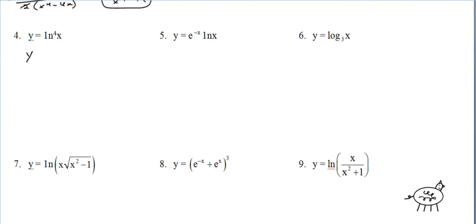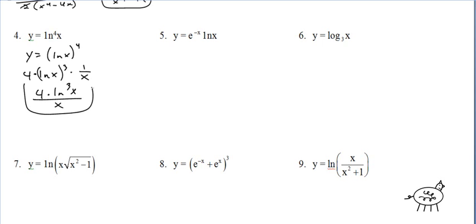Okay, number 4. This is really written as y equals ln of x to the fourth power. It's kind of like when I do cosine to the fourth of x. And then, of course, we're just using the power rule. So it's going to be 4 times ln of x to the third power. And then the derivative of the inside is 1 over x. So I end up getting 4 ln cubed of x over x. It's not bad.